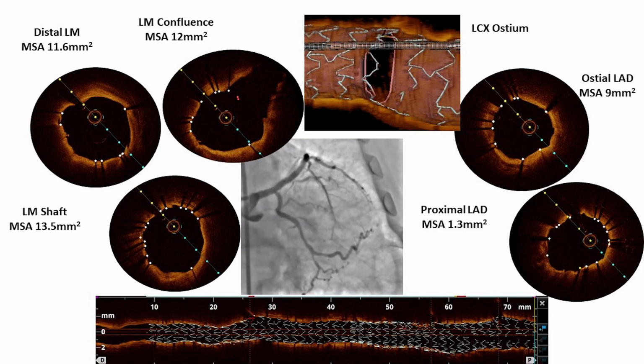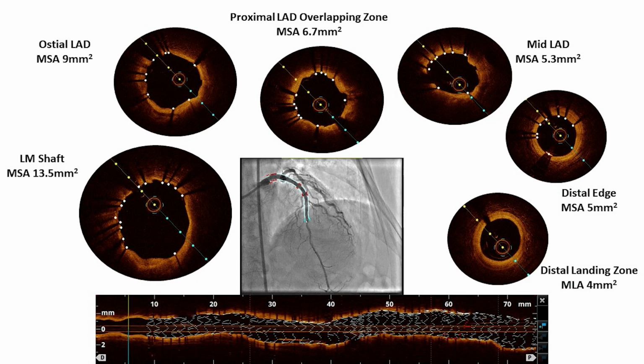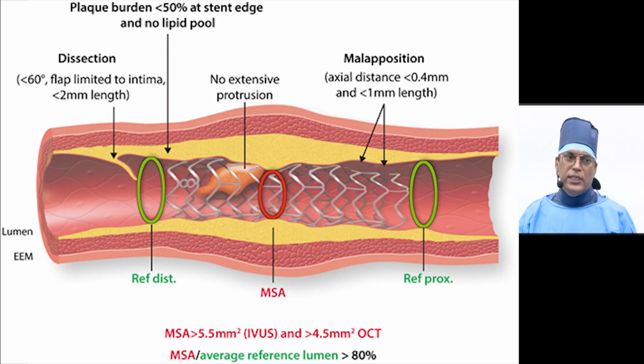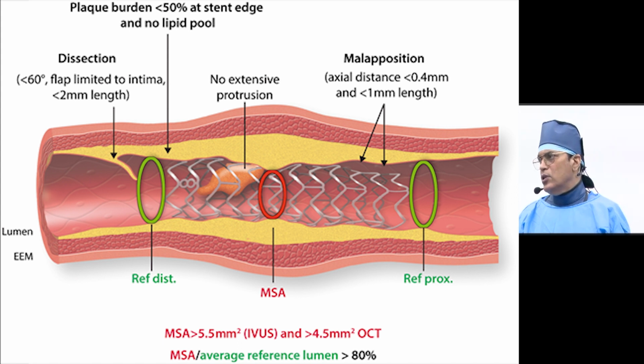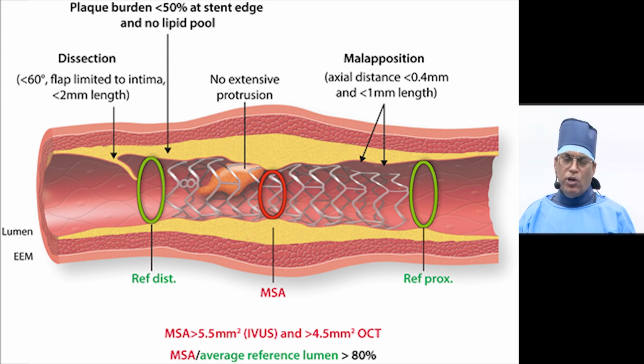So we achieved more than 80% expansion with very good stent areas, very nicely apposed, well expanded stent and without any medial edge dissection. At the distal landing zone, the plaque burden is less than 50%, and there is no lipid rich plaque. That is very important to see for the future when you follow up these patients. If you are landing in a lipid rich plaque, or if the patient is having an edge dissection, or if malapposition or underexpansion is there, the MACE rate is very high.